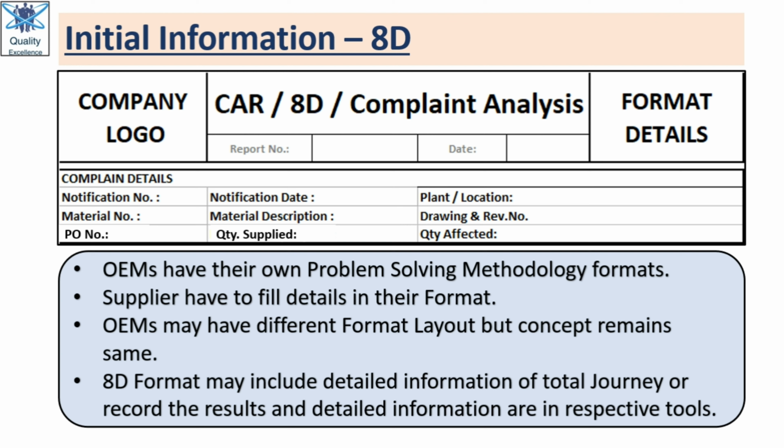Then you will have some complaint details which may include notification number, notification date, plant or location, material number, material description, drawing and revision number, PO number, quantity supplied and quantity affected. You can include more information also, depending on the requirement of the customer as well as your organization.